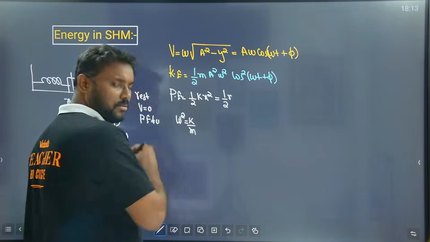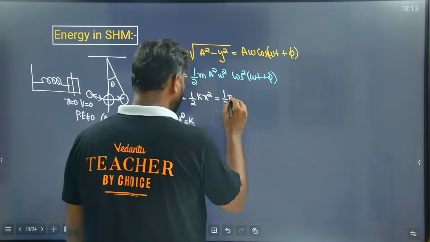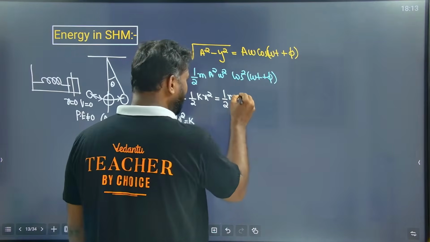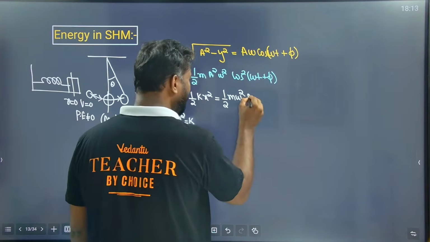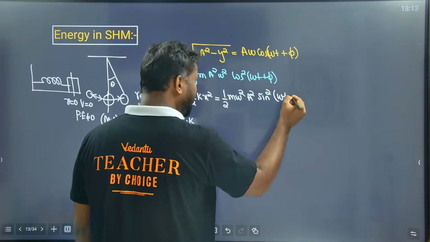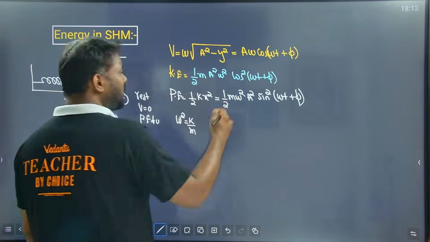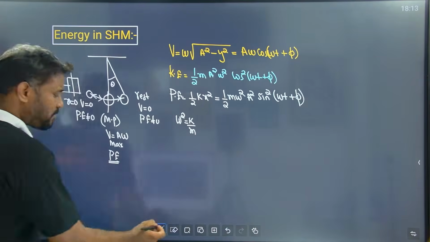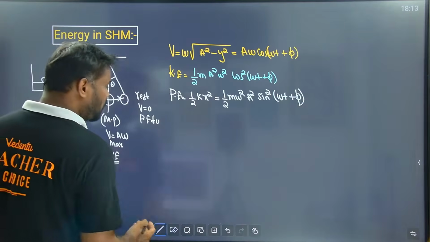K is equal to m omega square. So the potential energy is half m omega square into A square sin square (omega t plus phi). This is the potential energy. Is it clear? This must be known clearly. Yes or no? Now let's talk about the total energy.